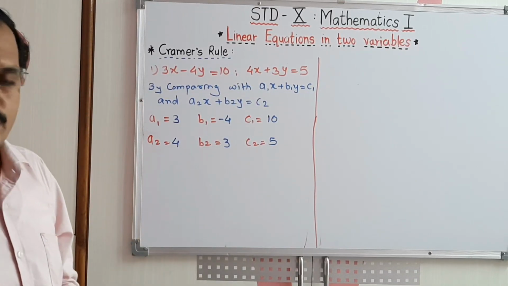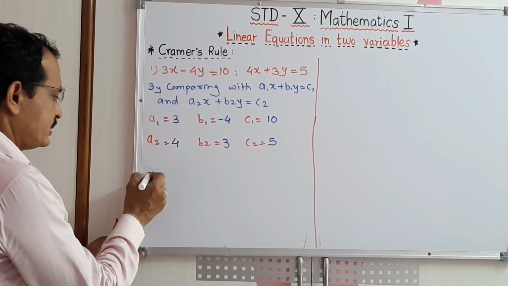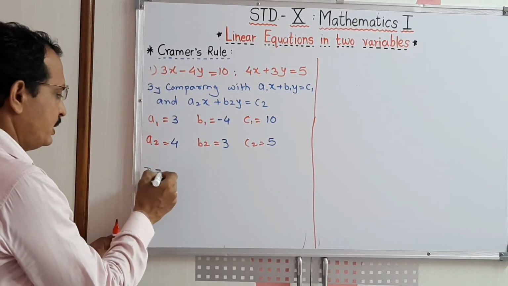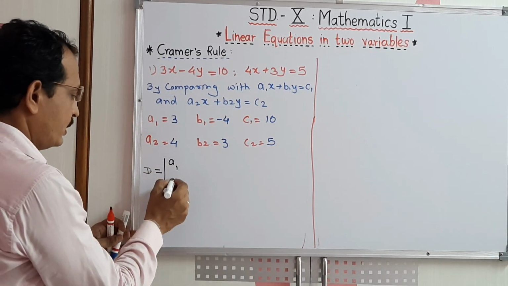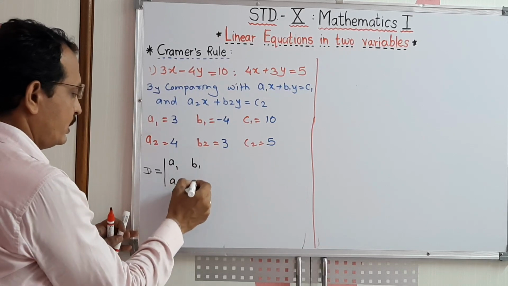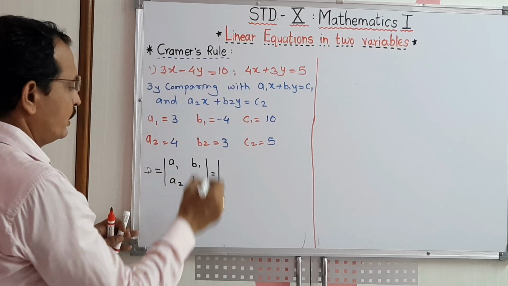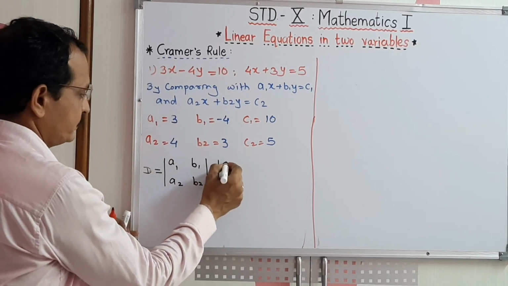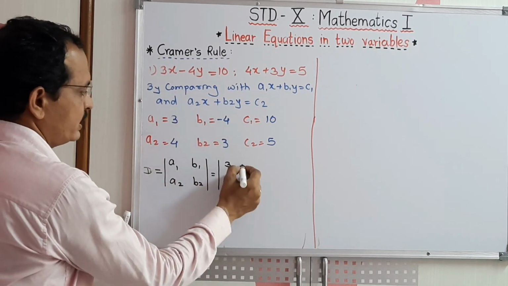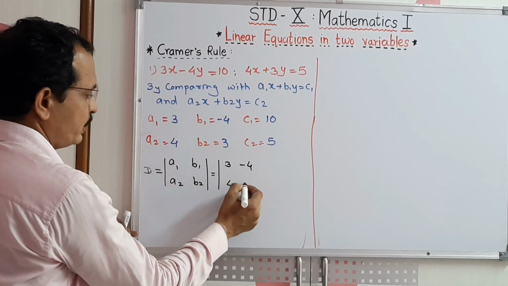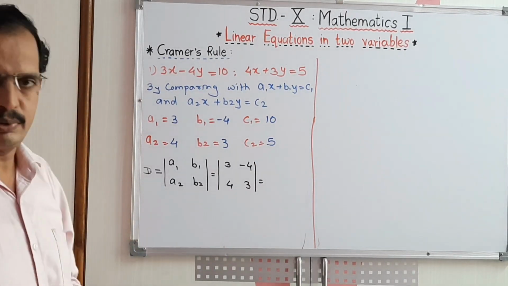Now we have to write the determinant. First determinant we have to write is D. D is equal to, as I have already told you, a1, a2, b1, b2, which is equal to, now a1 is 3, a2 is 4, b1 is minus 4 and b2 is 3. Now find out the value of this determinant.